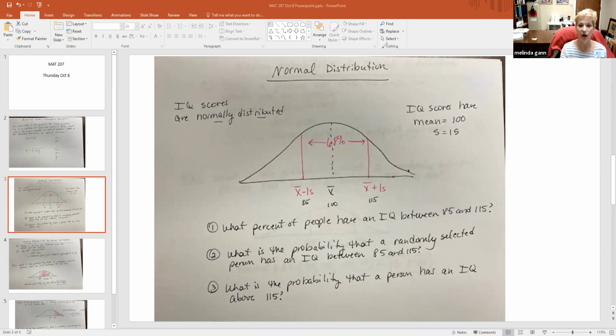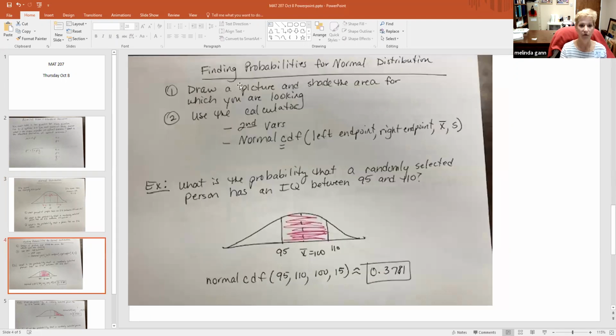So that's where we're going. We're going to learn how to do those problems. All right. So, get my marker back. Let's go look at what we would do. Here are your steps on finding probabilities for a normal distribution. The first thing you have to do is draw a picture and shade the area you're looking for. I would say for which you're looking, but then the English department will be mad at me. Okay? So you draw a picture and shade the area you're looking for.